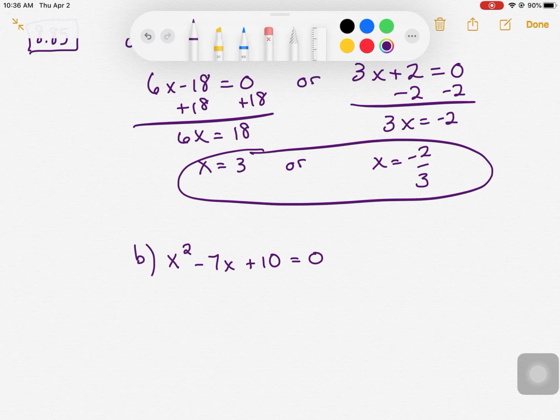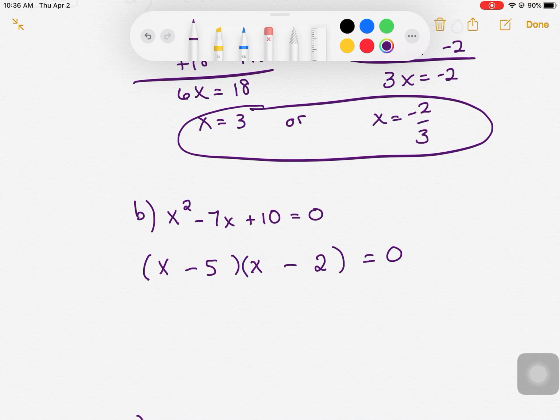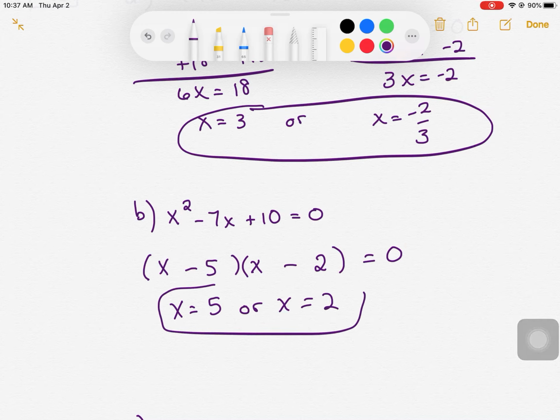Moving on to B. B is one that we have to put into factored form first. It's a pretty straightforward one to factor. If you are still using generic rectangles, that is not a problem at all. Or if you have started developing your own shortcuts, this would be one where it's not too difficult to figure out that our product is positive 10, our sum is negative 7, so it's a minus 5, minus 2. And you might even be at the point where you can just simply look at this factor and know that 5 is going to make this one equal to 0, and 2 is going to make this one equal to 0. So we could say x equals 5, or x equals 2.